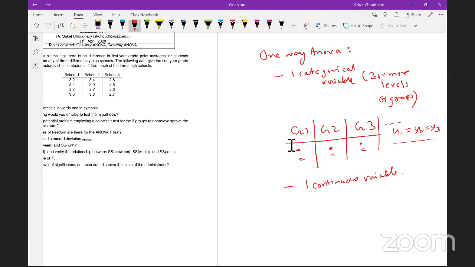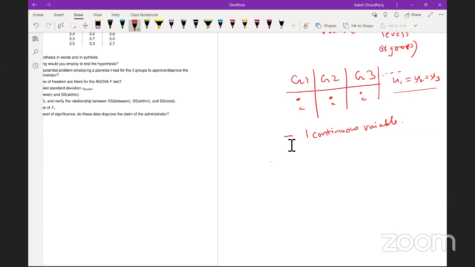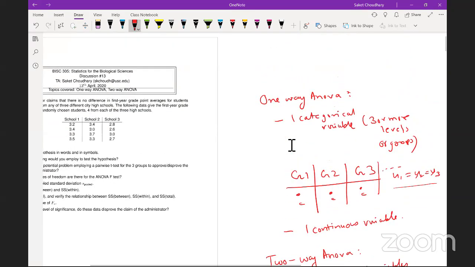same or not. We have a slightly advanced version of ANOVA, which is called the two-way ANOVA. And the two here represents there are two categorical variables. Okay, so there are two categorical variables, but there's still one continuous variable. Okay, so that's the side about why we are doing ANOVA.